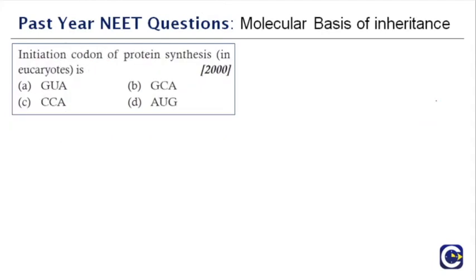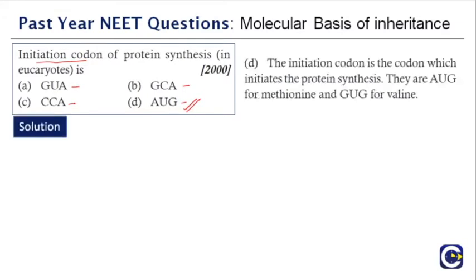Initiation codon of protein synthesis in eukaryotes is, again, learning the initiation codon and stop codon is very important. Okay, also try to learn all the codons for the amino acids, but if not, definitely the start and stop codon. So the initiation codon, also called as the start codon of protein synthesis, is what? GUA, GCA, CCA or AUG. So what is the right answer? The right answer is AUG. Okay, so AUG is the start codon.